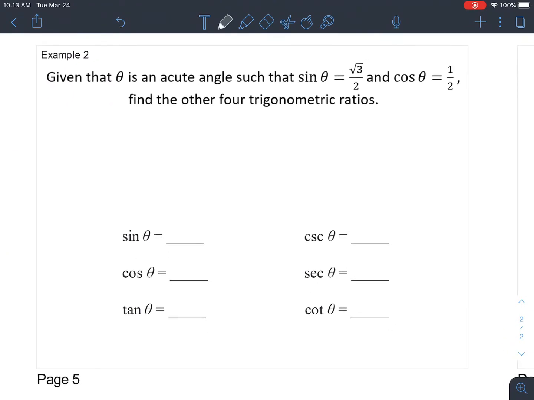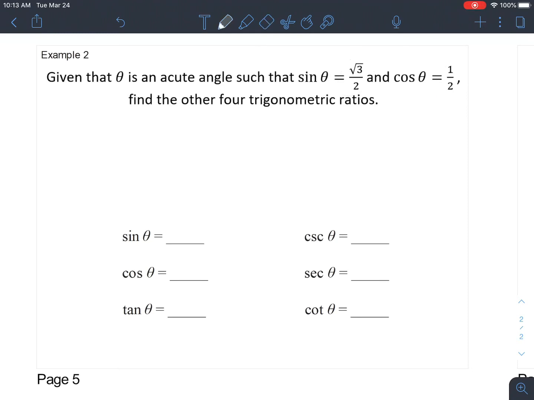Okay, now I picked these numbers because this is actually going to be related to what we call the special right triangles. We're not going to learn about those yet today, but these numbers are going to be ones that you're going to see very often, both this year in trigonometry and then also in IM3 for trigonometry.